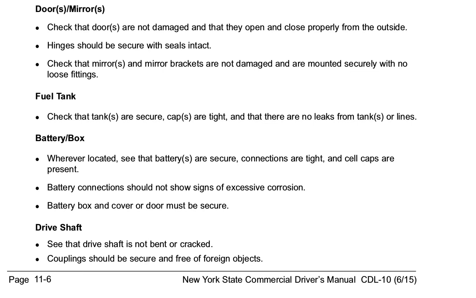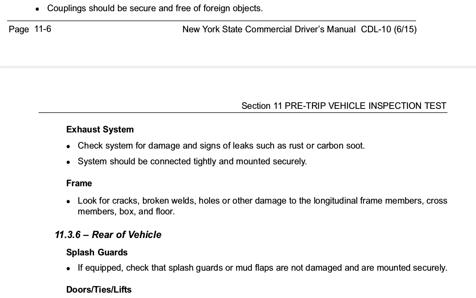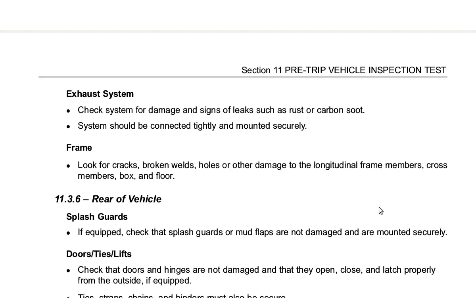Drive shaft. See that the drive shaft is not bent or cracked. Couplings should be secure and free of foreign objects. Exhaust system. Check the system for damage and signs of leaks such as rust or carbon soot. The system should be connected tightly and mounted securely. Frame. Look for cracks, broken welds, holes, or other damage to the longitudinal frame members, cross members, box, and floor.